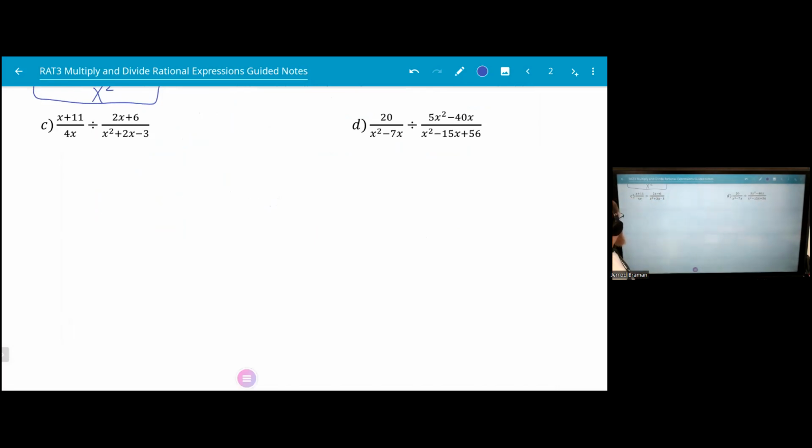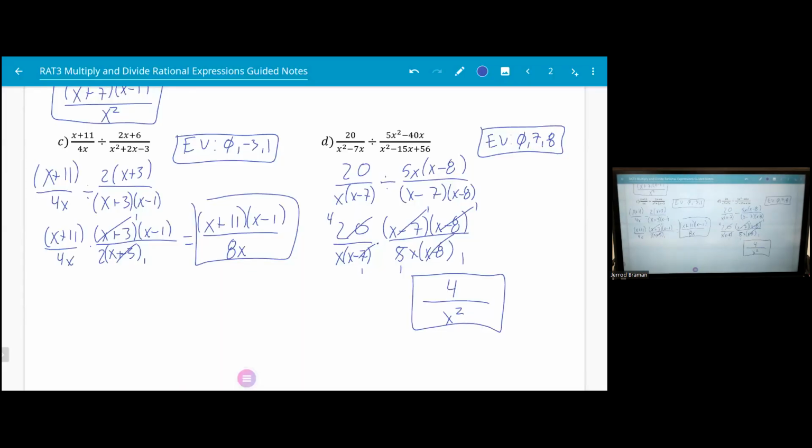Okay. X plus 11 divided by 4x divided by 2x plus 6 divided by x squared plus 2x minus 3. And for D, we've got 20 divided by x squared minus 7x divided by 5x squared minus 40x. That's divided by x squared minus 15x plus 56. Give those two a shot, come back in a second, and check your work.